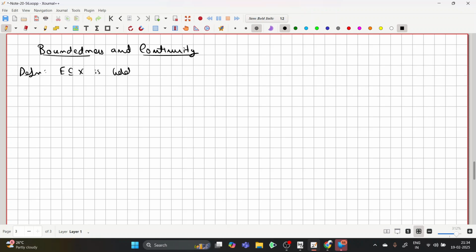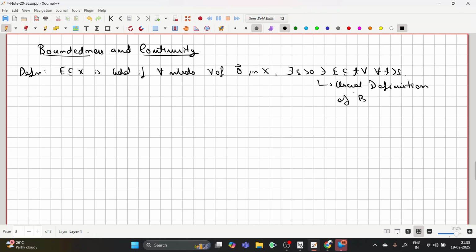So E is bounded if for all neighborhoods V of the origin in X to be precise, there exists some S greater than 0 such that E is contained in tV for all t greater than S. Or the other way of saying it is that E is completely contained in these sets tV for sufficiently large t. So this is our usual definition of boundedness.